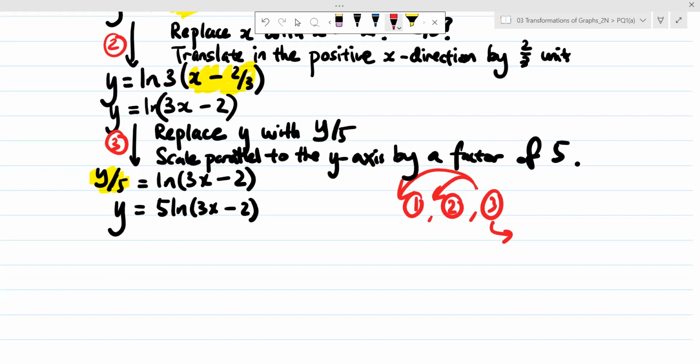vertical transformation. These two are horizontal. So between any horizontal and a vertical transformation, the order does not matter, because they are transforming 90 degrees with respect to each other. They don't affect one another, right?